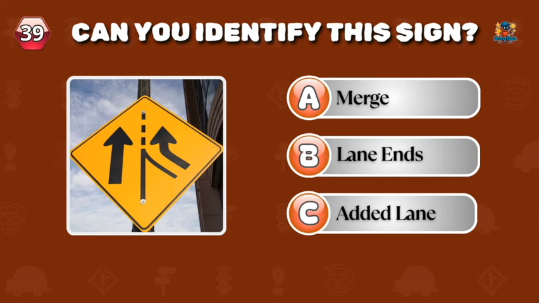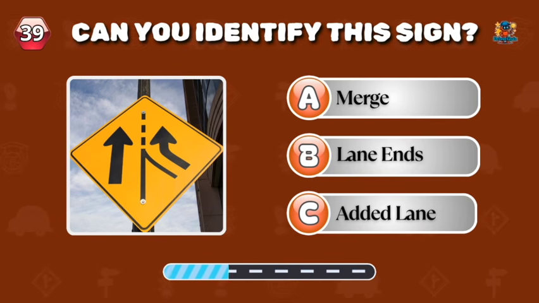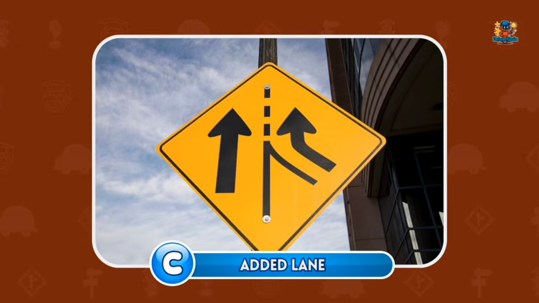Question 39. B. Lane ends. C. Added lane. C. Added lane. A new lane joins the road ahead. No merging required.